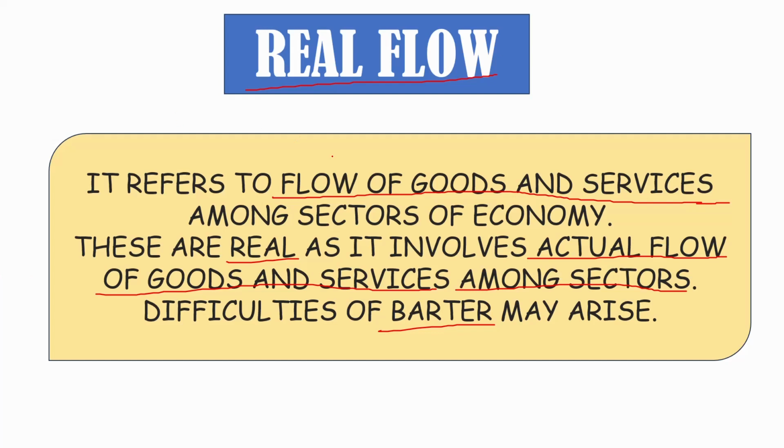So here there is only flow of goods and services which is being involved. For example, if a person does labor for another person, and in return he gets some groceries, that is barter system because there is exchange of goods and services only. There is no exchange of money. So this is real flow.